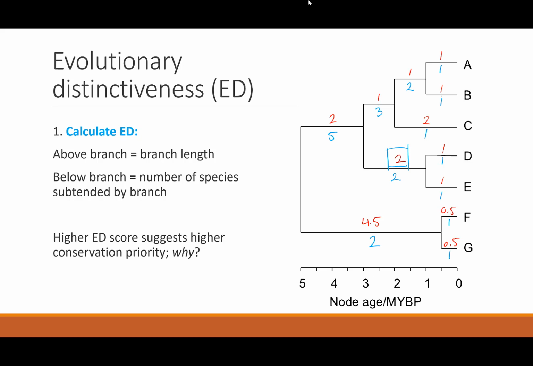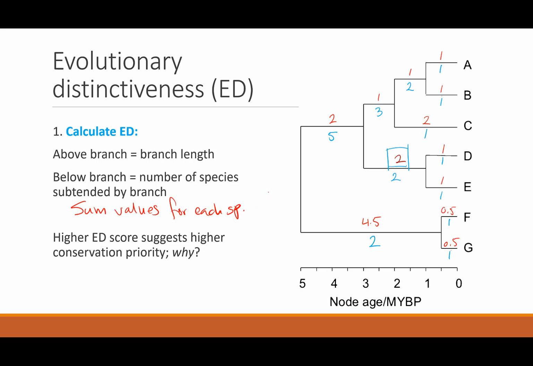So now that we've calculated our ED scores for each of our species, what we do with these scores, both from above and below each branch, is we are going to add those values together, and you can think of them as fractions. So we are basically going to sum together the values for each species, based on the values that both lie above and below each of the branches.